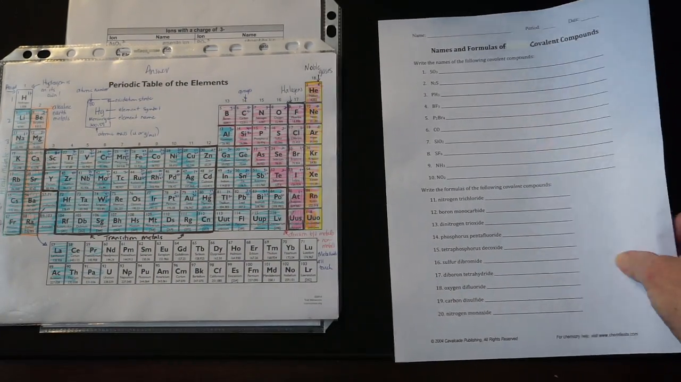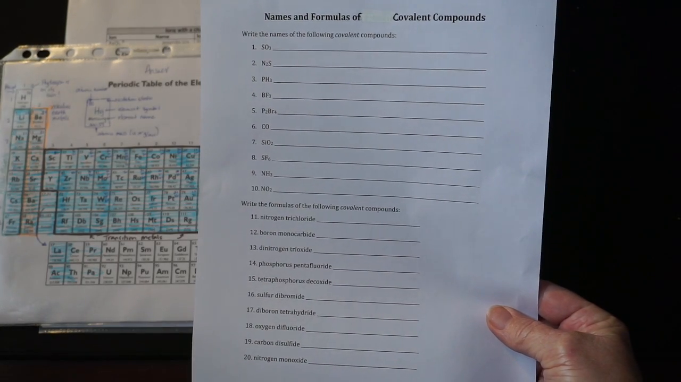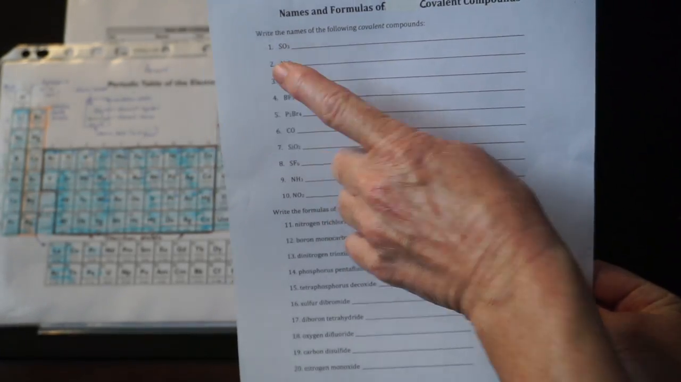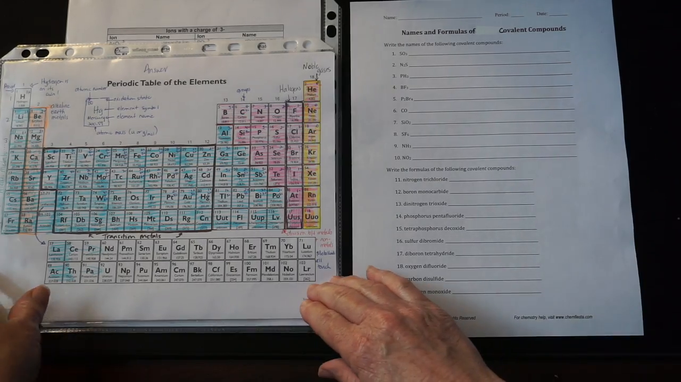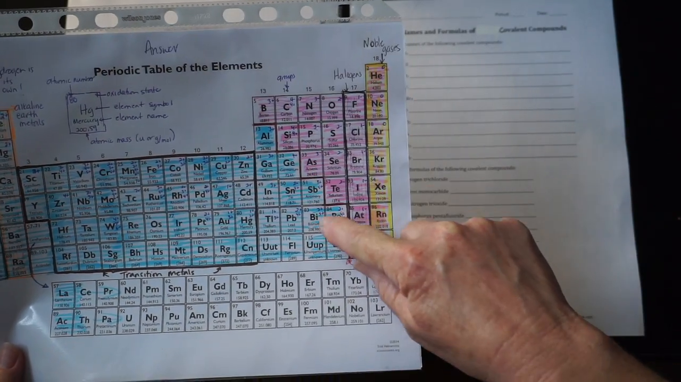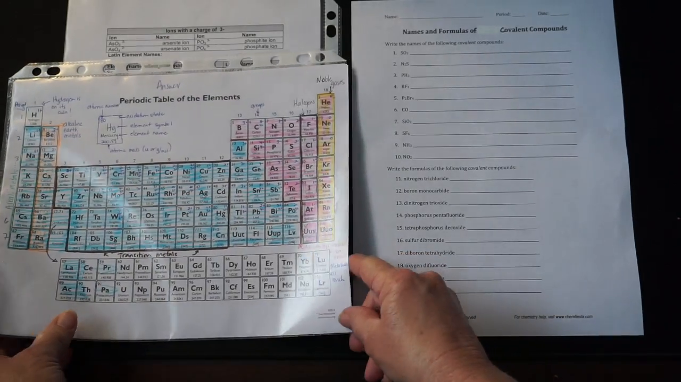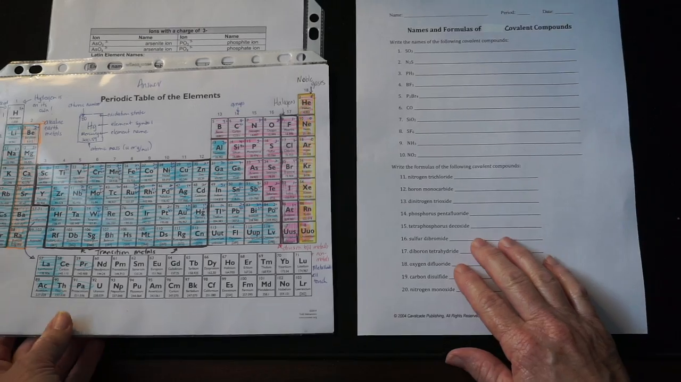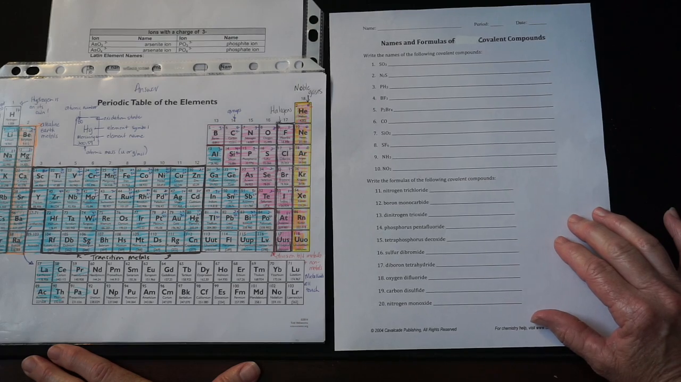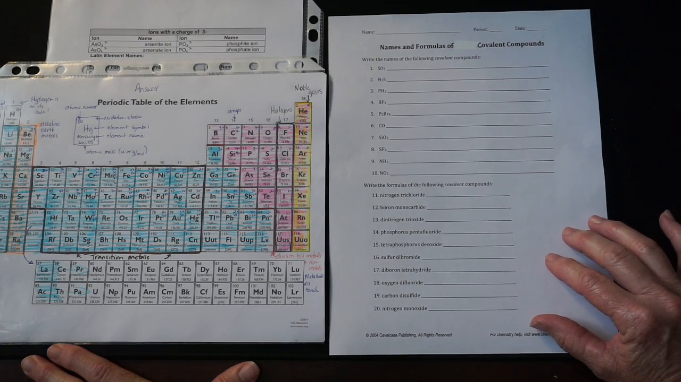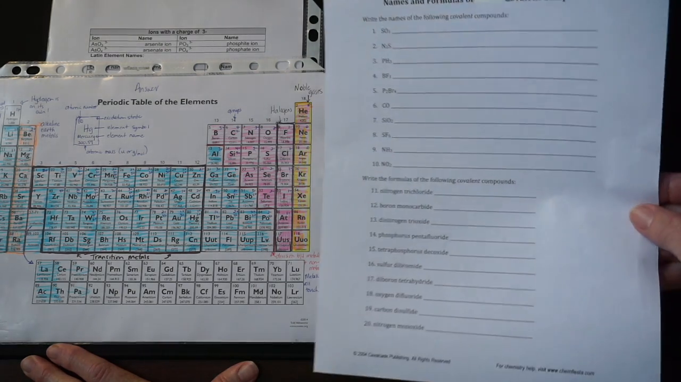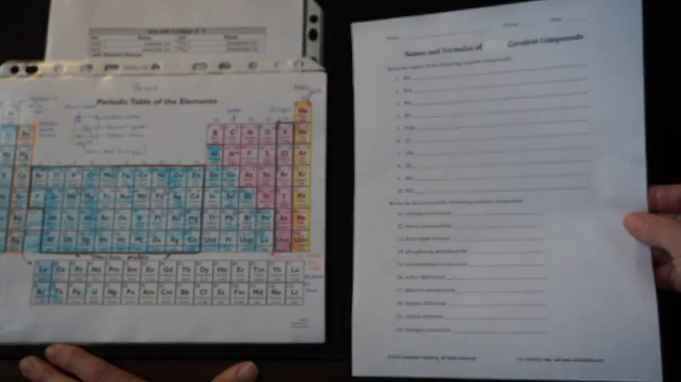Now I know from this sheet that these are all covalent compounds, because if I look at them, I see an S and an O. They're all binary, and I see sulfur and oxygen, so I'm dealing with nonmetals. The covalent molecules are going to be between nonmetals, or they can be between a polyatomic and a nonmetal. There are no polyatomics in these that I was having you practice on. Okay, so let's just start with the first one.